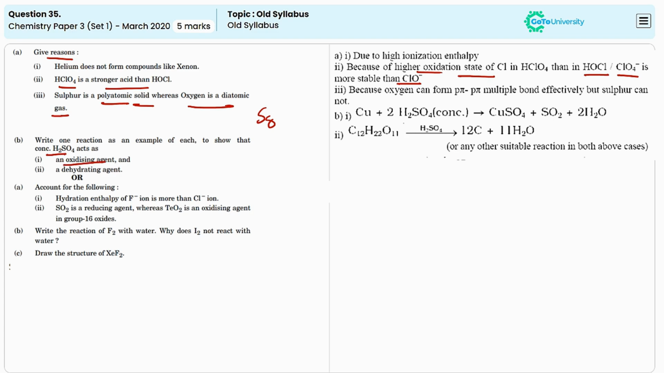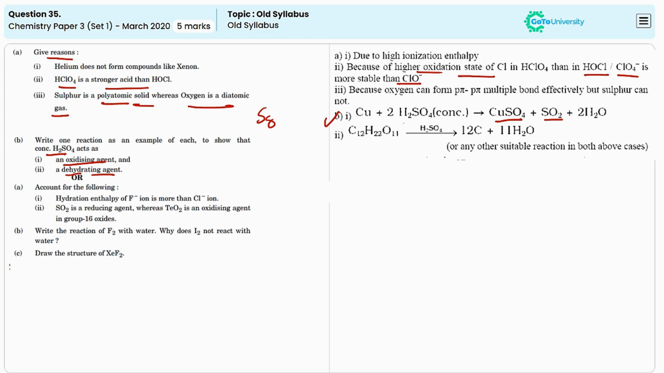The reaction we can write is when copper reacts with sulfuric acid, they produce copper sulfate and sulfur dioxide. Here, sulfuric acid is undergoing reduction, which means it is acting as an oxidizing agent. And the second role is as a dehydrating agent.